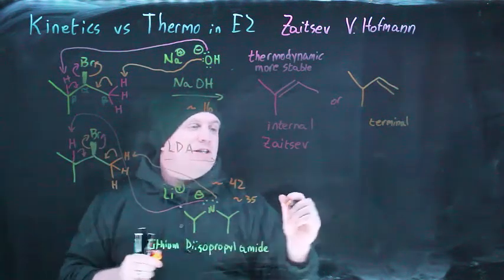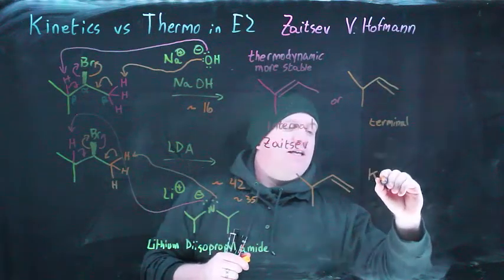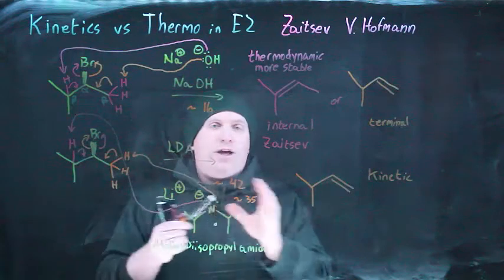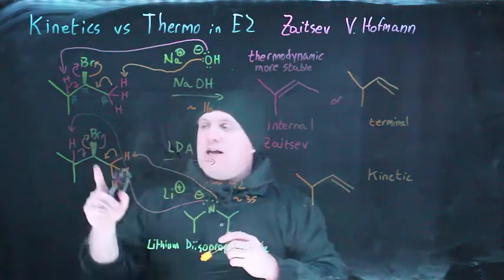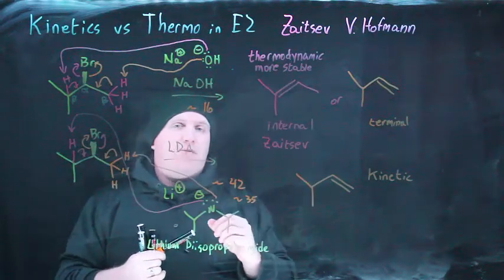In other words, the LDA is specifically going to form the kinetic product. It's easier to access these. It's a higher energy product, but it's much quicker. There are three hydrogens, they're much more available. This is going to come by and abstract one of those, and it's essentially not going to extract the internal one to form the Zaitsev product ever.